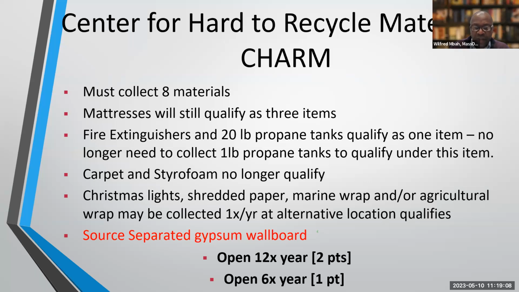Fire extinguishers, 20-pound and 1-pound propane tanks used to qualify as 1 item. We no longer need to collect 1-pound propane tanks to qualify under this item due to limited outlets available. Carpet and styrofoam no longer qualify as well, because very few municipalities are collecting them. You can always use RDP funds to process your carpet and styrofoam. Christmas lights, shredded paper, marine wrap, and or agricultural wrap collected once a year at an alternative location will qualify.